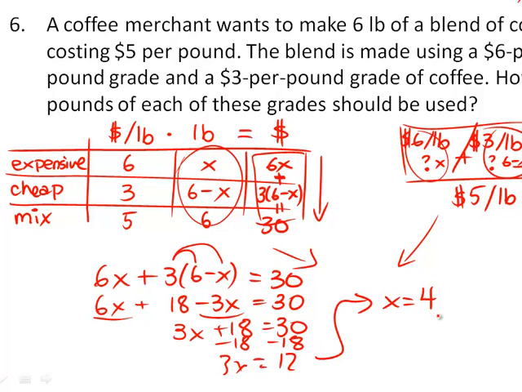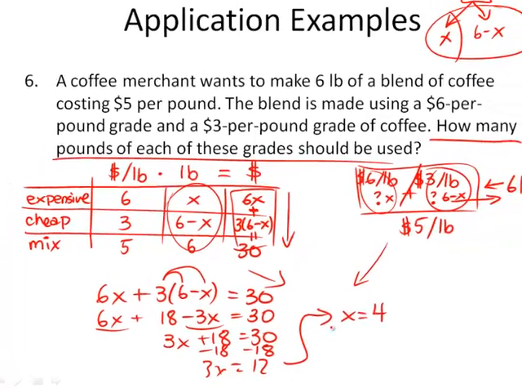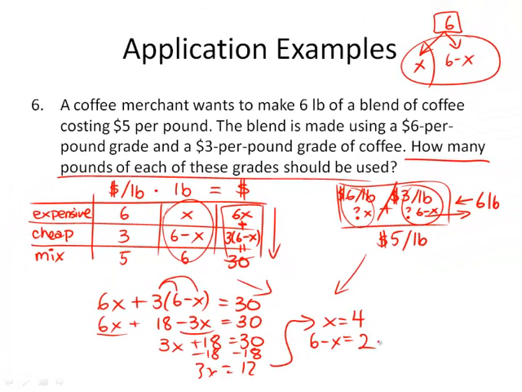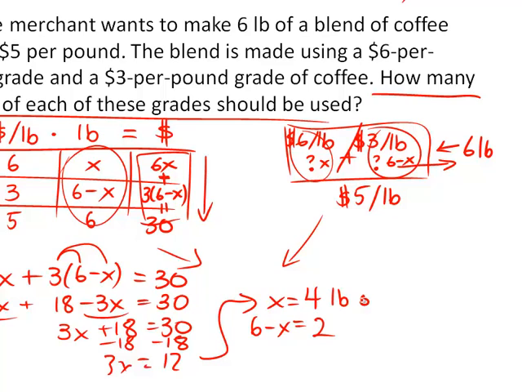You can input that information back. They're asking you how many pounds of each should be used. So if x is 4, 6 minus x is 2. So we should have 4 pounds of $5 per pound coffee and 4 pounds of $3 per pound coffee.